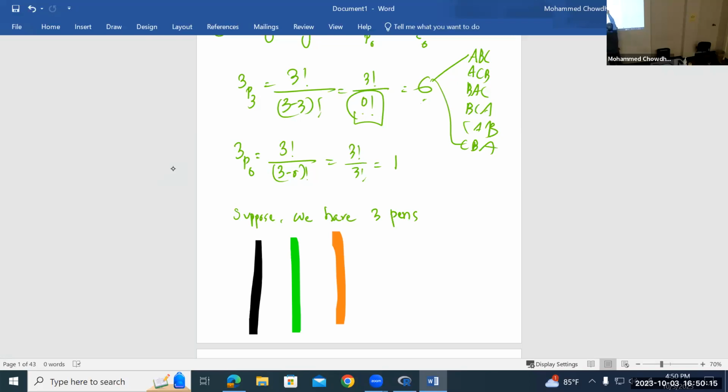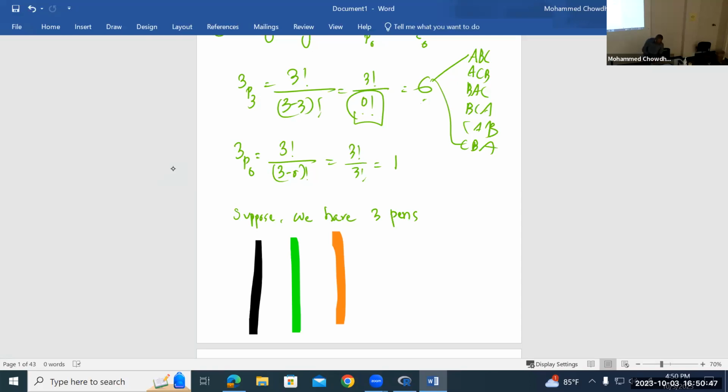This is the only one way 3 pens can stand, where black will be in the first position forever, green in the second position, and orange in the third position. You understand the explanation? If you do not choose anything, that means there is only one way, the way it is standing there. So that's the rationale why factorial 0 equal to 1.